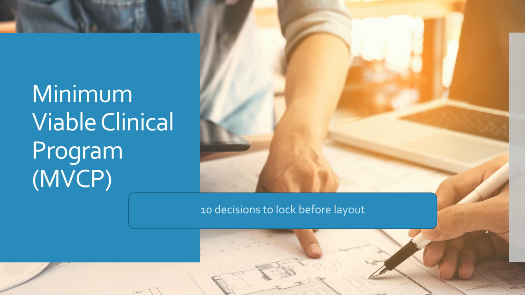Today, we're going to be solving one of the most expensive problems in long-term care, the clinical ambiguity that shows up late and forces redesign. I'm going to give you a one-page tool called the MVCP, or the Minimum Viable Clinical Program, so you can lock the decisions that actually drive layout before you approve a plan direction.